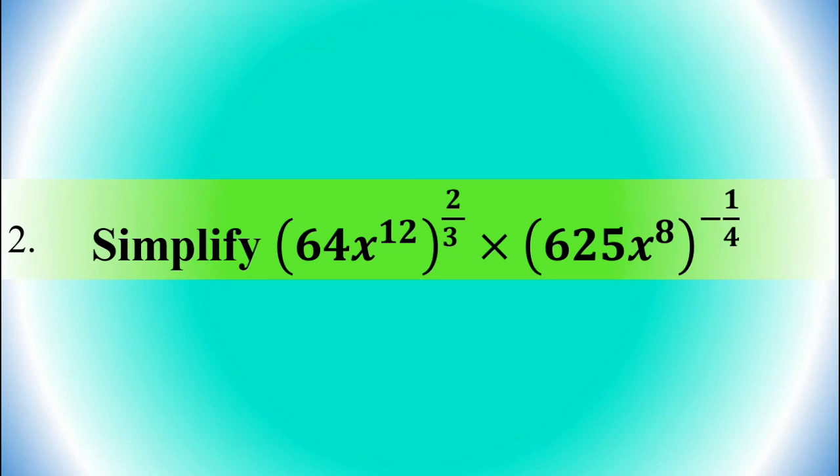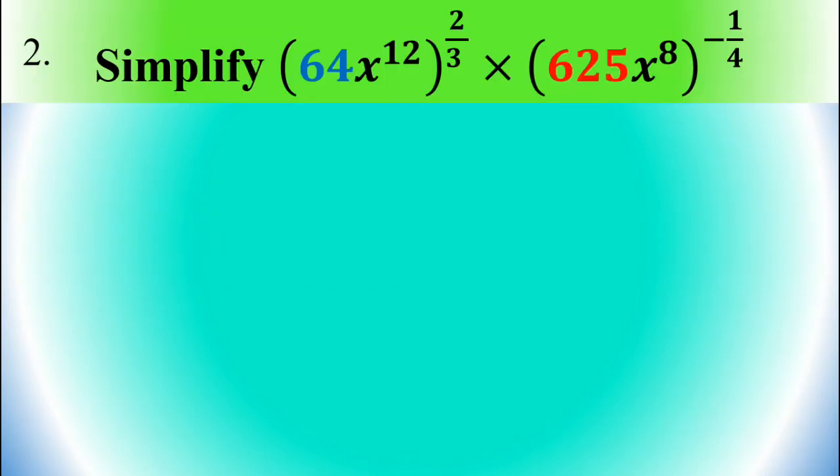Let's move ahead. This is the second problem. What is the difference between this problem and the previous one? There are two types of terms here. One is a numerical term and the other one is an algebraic term. 64 and 625 are numerical terms here. x to the power 12 and x to the power 8 are algebraic terms. Got it? Shall we solve the problem now?